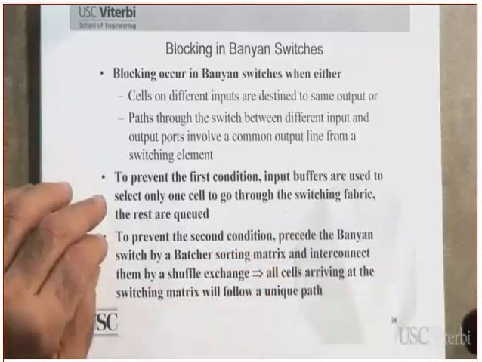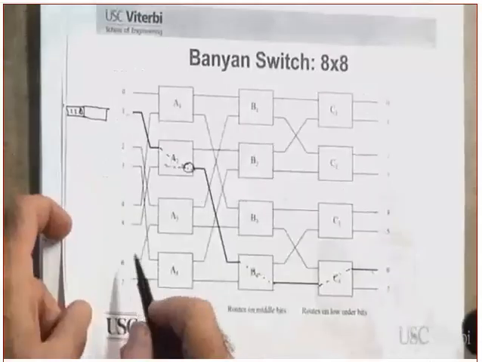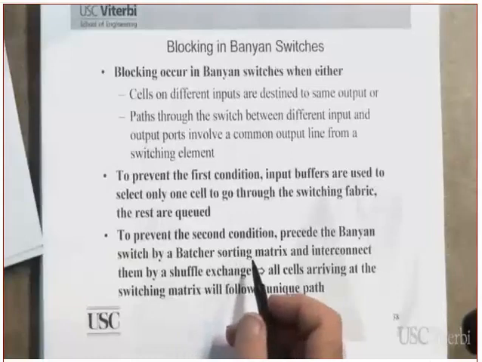Why? Remember, 111 is here. This is 111. It will be this, and this, and then this. Did you get this or not? You shuffle the input. There is a network in here. Shuffling means put this one here, put this one here, put this one here, to prevent internal conflict. Clear?